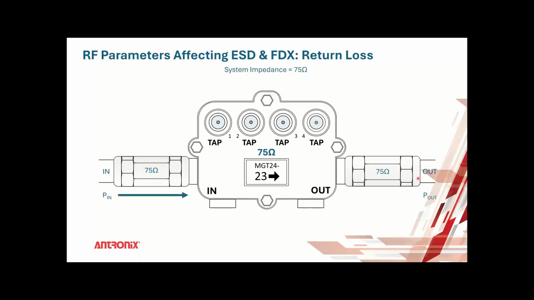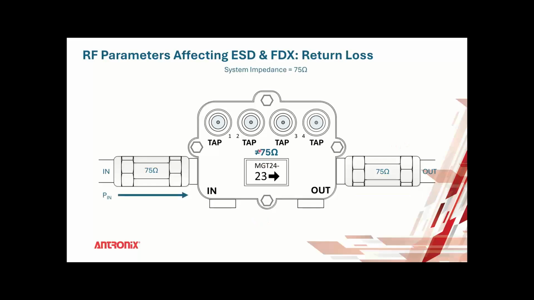Another parameter is return loss. And we'll go into how this affects ESD and FDX and these RF parameters in later slides. So cable plants have a 75 ohm system impedance. So in an ideal system, if the tap is ideally 75 ohms, 100% throughout, power in is equal to power out, no loss. Everything goes right through in a magical world where there's no loss at all.